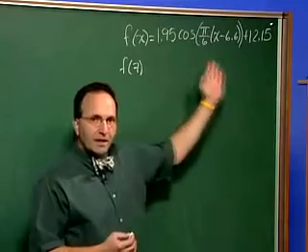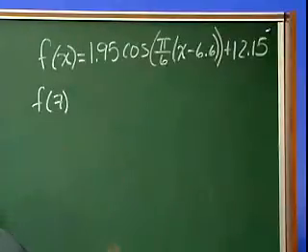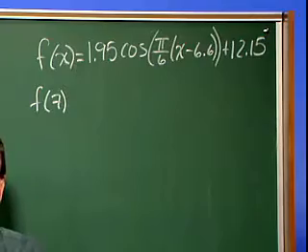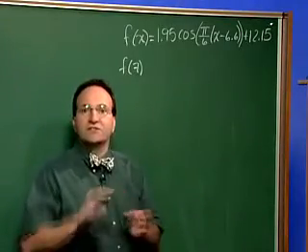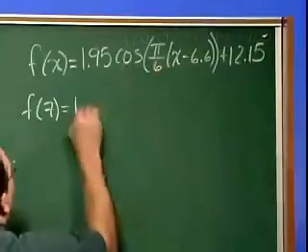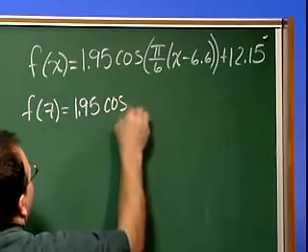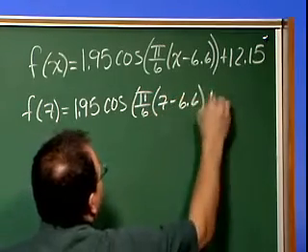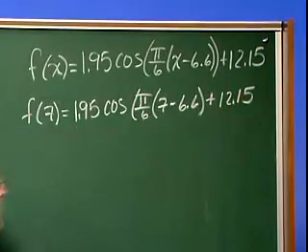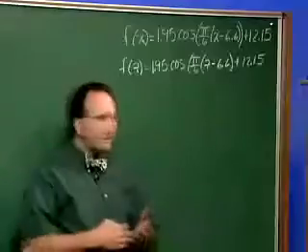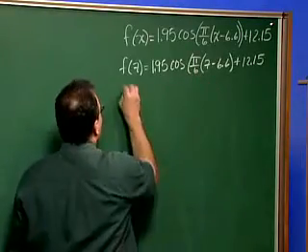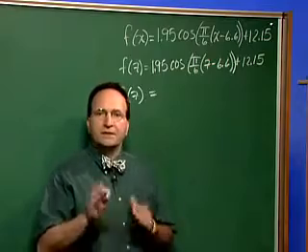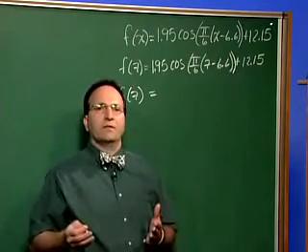So I have the equation written up here. We want to evaluate f of 7. Make sure that your calculator is in radian mode, because that's what we're dealing with here, is radians. And now what we do is substitute 7 for the x. So we have 1.95 cosine pi over 6 times 7 minus 6.6 plus 12.15. Plugging all of that into your calculator and multiplying it out, you'll find that f of 7 is going to be equal to 14.06.